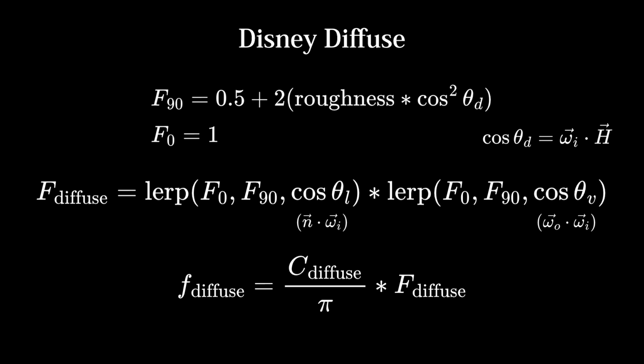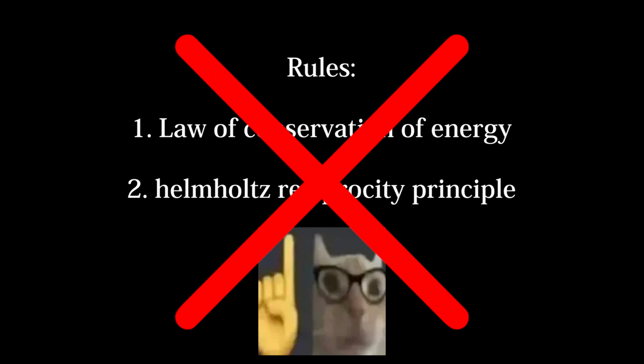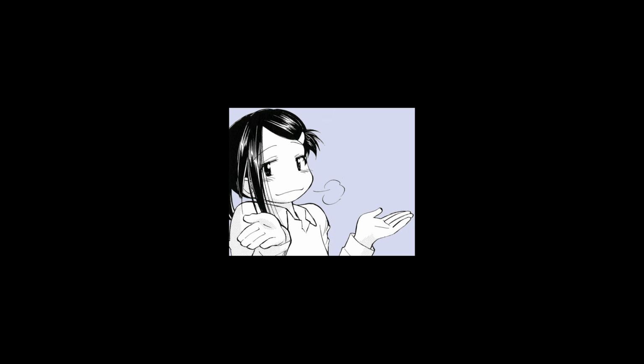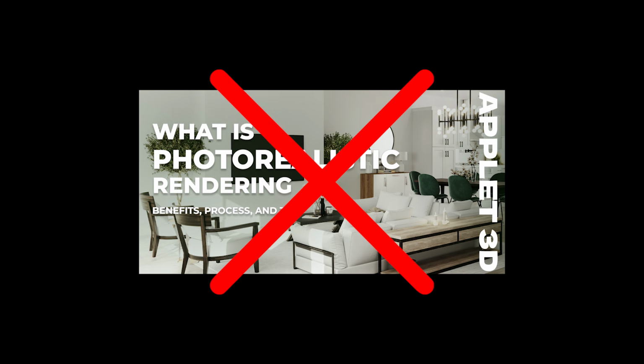Is the Disney diffuse a solution to the rendering equation? Does it follow the rules? No, it fails to conserve energy, which means that the entire Disney BRDF will not follow the rules. But who cares? Remember that the goal is creative control with physical plausibility, not photorealism.